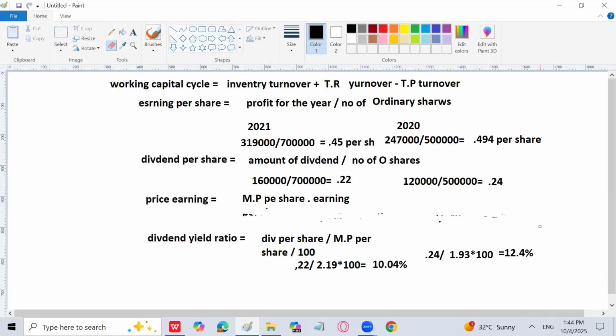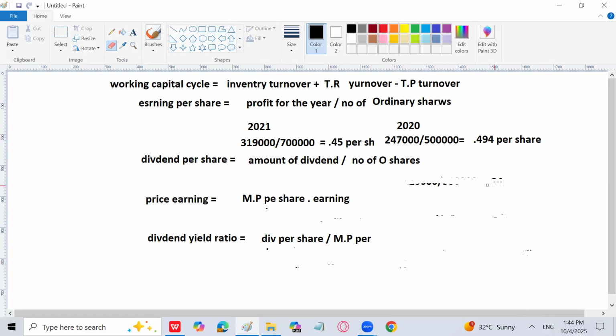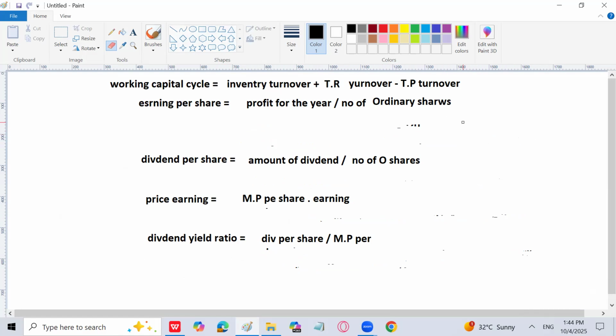The formula is market price per share over earning per share. But you remember that market price is given in the question, but earning per share is not given. So for that reason, you have to find earning per share first in order to calculate the price earning ratio. And the formula for earning per share is profit for the year divided by number of ordinary shares. So let's do that.